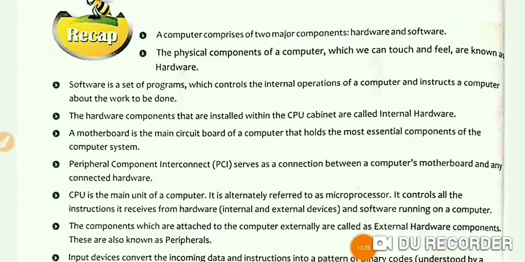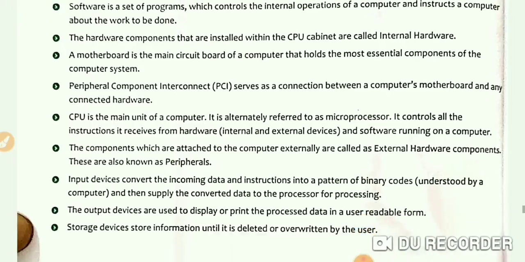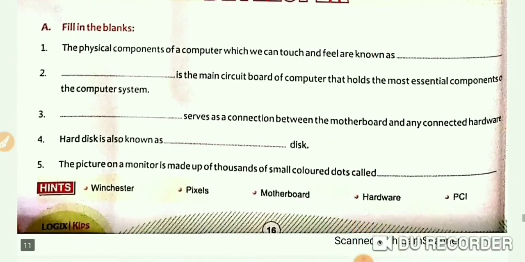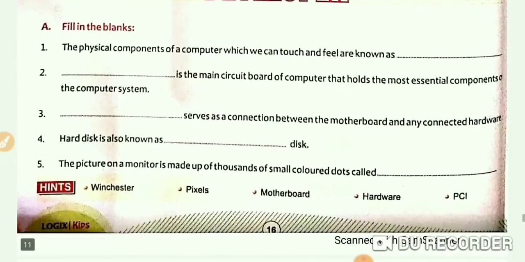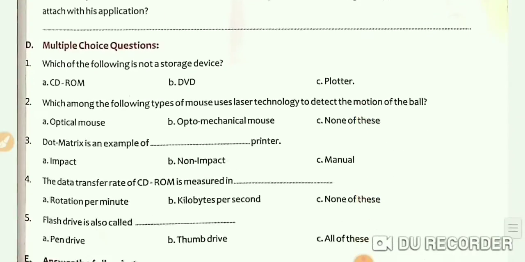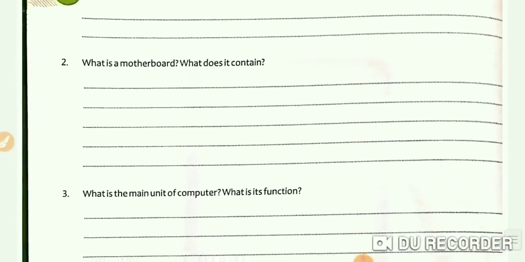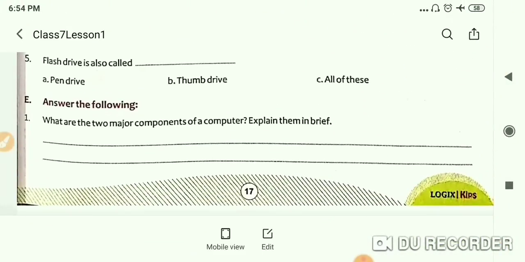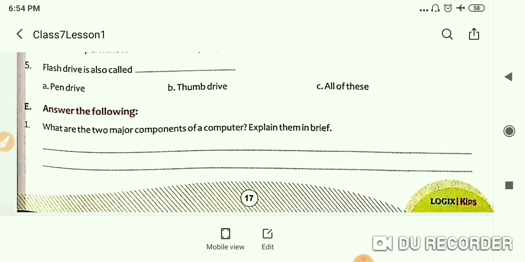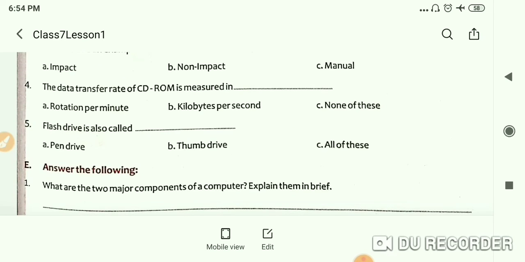So children, that's all about this chapter. I explained each and every topic of the chapter, hardware and its components, and your homework is to do all the exercises. First read the chapter carefully and then try to do all the exercises, that is fill in the blanks, true, false, multiple choice questions, and try to find the question answers also. In the next video, I'll discuss all the exercises as well as question answers.